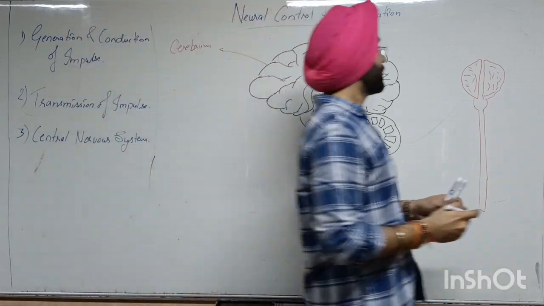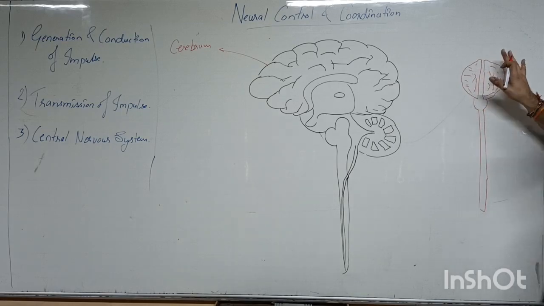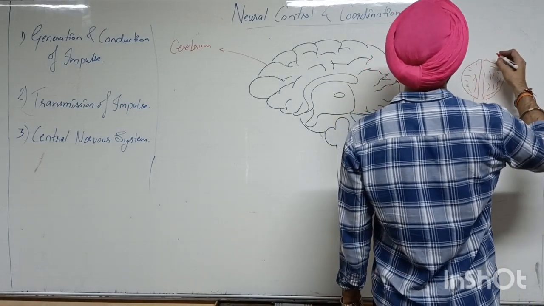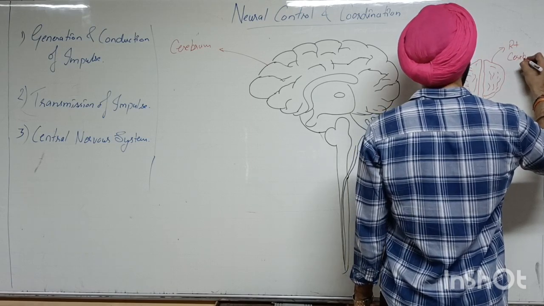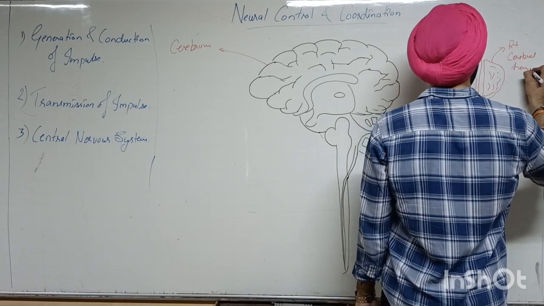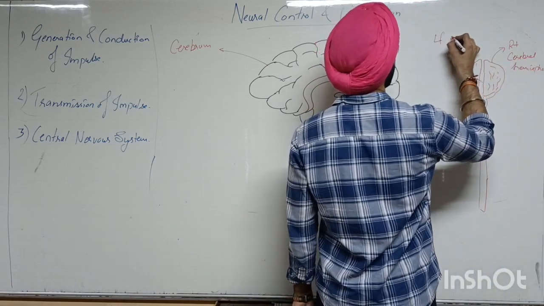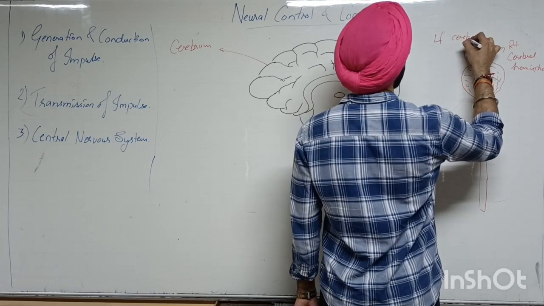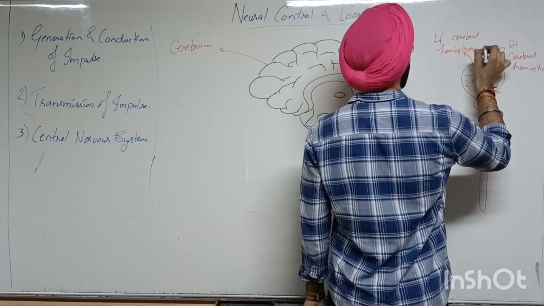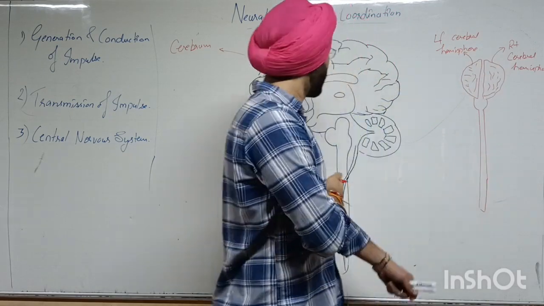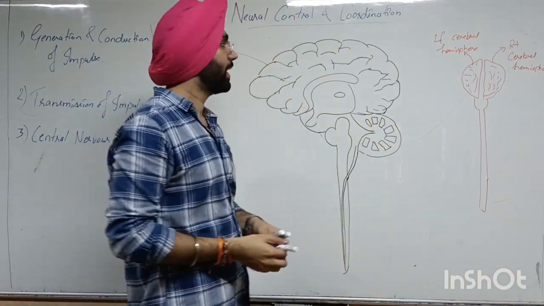Cerebrum is in two parts. If you view the brain from above, it is divided into two parts: this is the right cerebral hemisphere, and this is the left cerebral hemisphere, and this is our spinal cord. So actually, this cerebrum is divided into two parts, the left one and the right one.